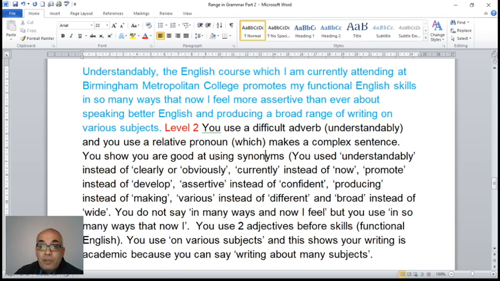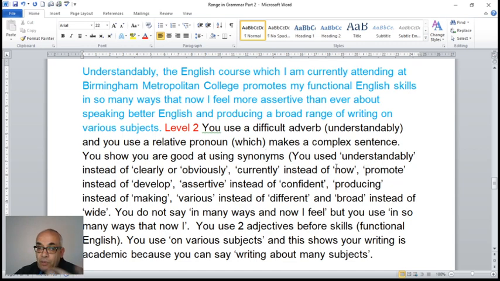You show you are good at using synonyms. Why? You use understandably instead of clearly or obviously. You can say clearly, nearly the same as understandably, but because you want to show your range, you are using understandably. You used again currently means now, but you are showing the range, so you use currently because you are level 2.